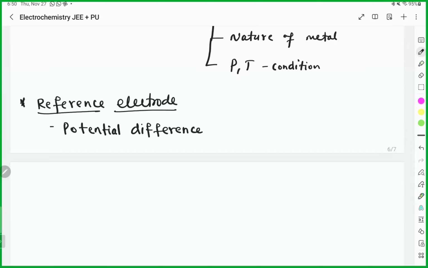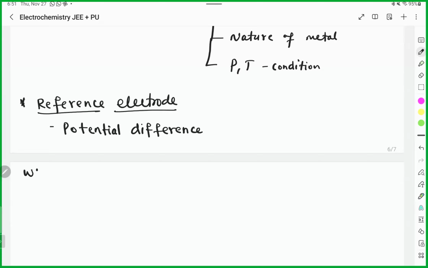Yes, sir. Second, why is hydrogen used as the standard electrode potential? The simplest way is it can undergo oxidation and reduction both easily. It can form a positive ion as well as a negative ion easily, right? It can act as cathode as well as anode, both. It can act as cathode as well as it can act as anode.